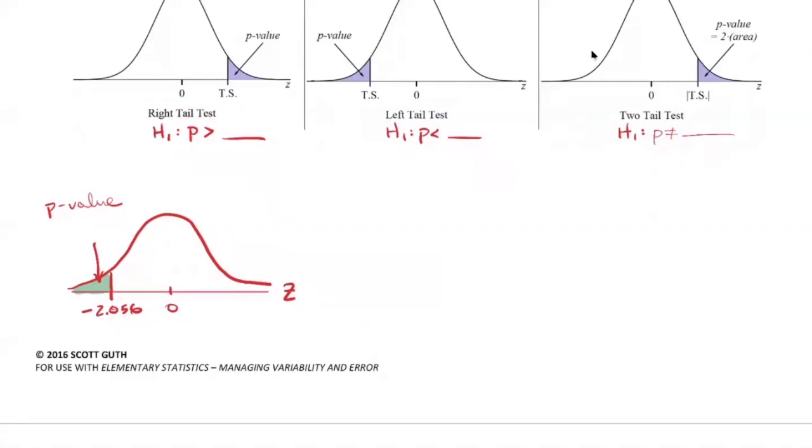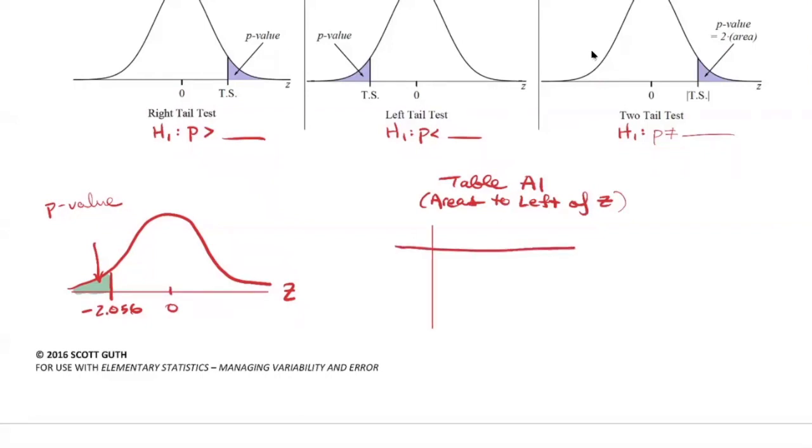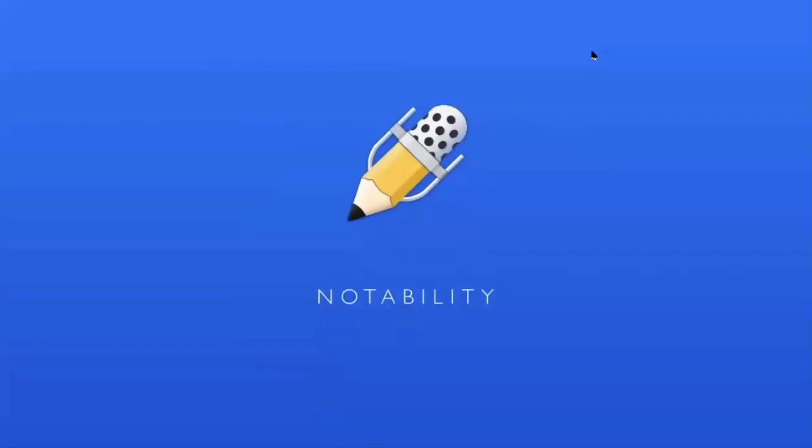Okay, so let's go to table A1. This gives areas to the left of Z, which is what I want because we're doing a left tail test right now. Okay, so let's take a quick look at this. Maybe you remember how this table works. You go out negative 2.0, and then you're going to have to go out to 0.06. This 2.056 is a little too precise. We'll just do negative 2.06. That's all the table allows. Okay, and let me pop over to table A1 real quick. Remember how to do it.